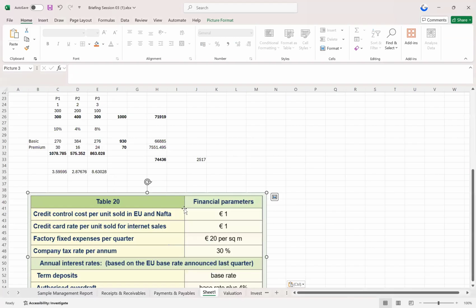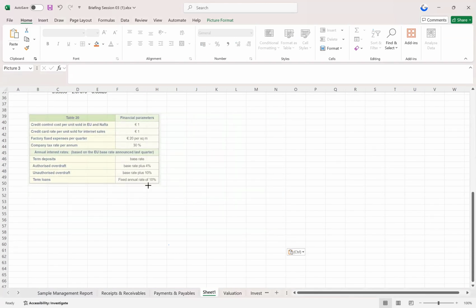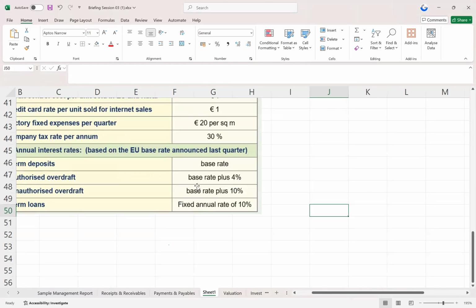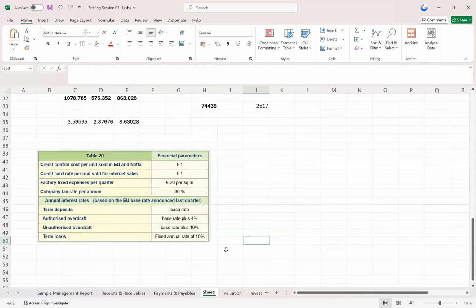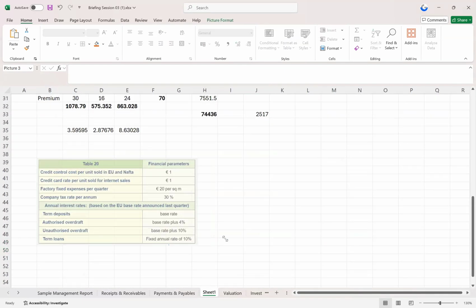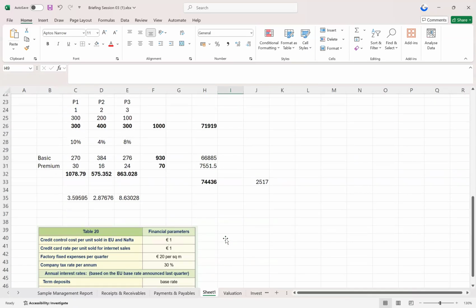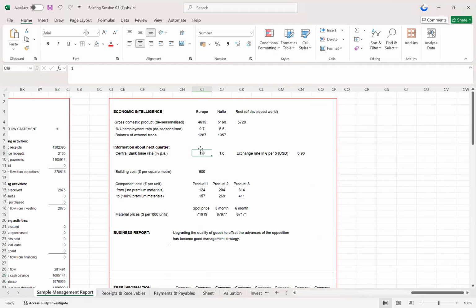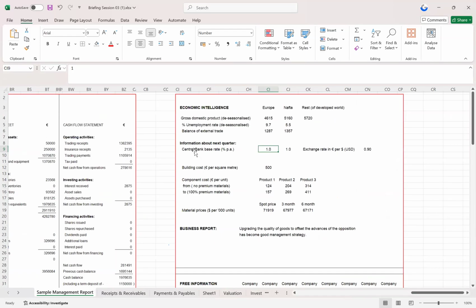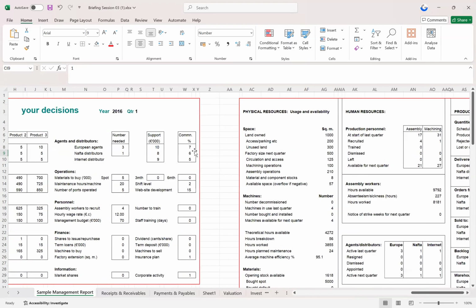I will answer that in a nice way for you, sir. Let me first clarify on the rate. Overdraft is base rate plus 4%, and term loan is fixed at 10%. So if the base rate is 1%, overdraft is 1% plus 4%, which comes to 5%, and term loan is fixed at 10%. Right. Now coming to the next question, which is why we are not able to pay the term loan back.